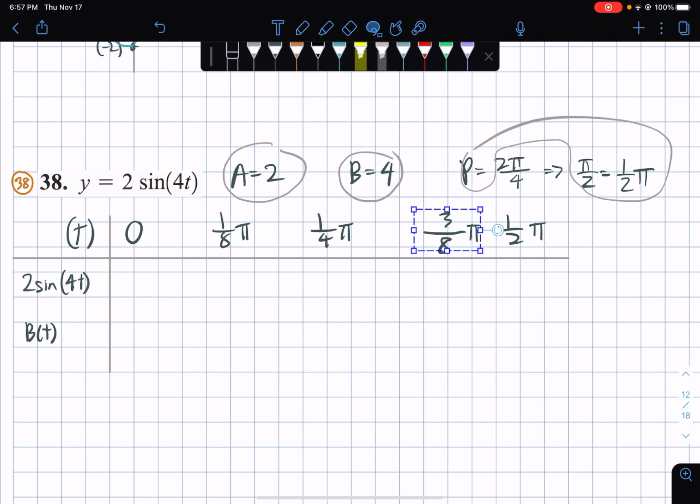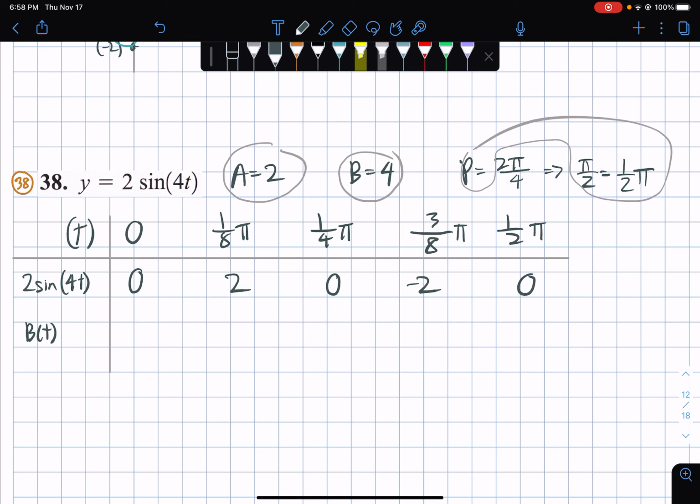So as you can see, all t variables have pi, including 0, but we don't have to show it. It's going to be pretty redundant. As long as you understand it, then that's already good enough. But yeah, you can write it anyways. 0 times pi is still 0. But yeah, I won't write it. Multiply the t variables to 2 sine 4t. 2 sine times 4. We get the following: 2, 0, 2, 0, negative 2, and 0.